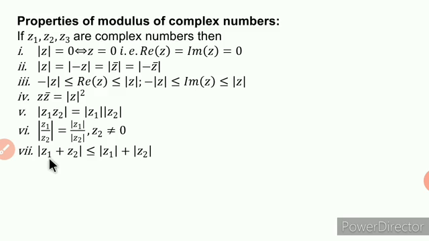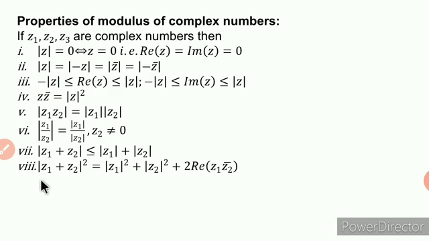Property number 7, mod z1 plus z2 is less than or equal to mod z1 plus mod z2. That is, the modulus value of the sum of two complex numbers is less than or equal to the sum of their modulus.